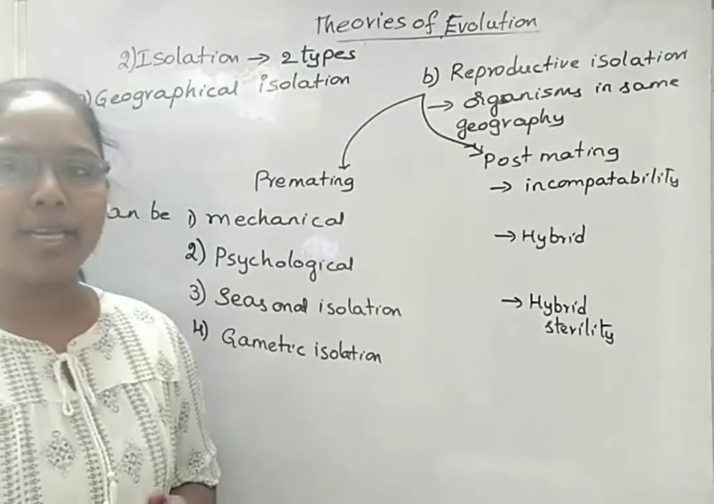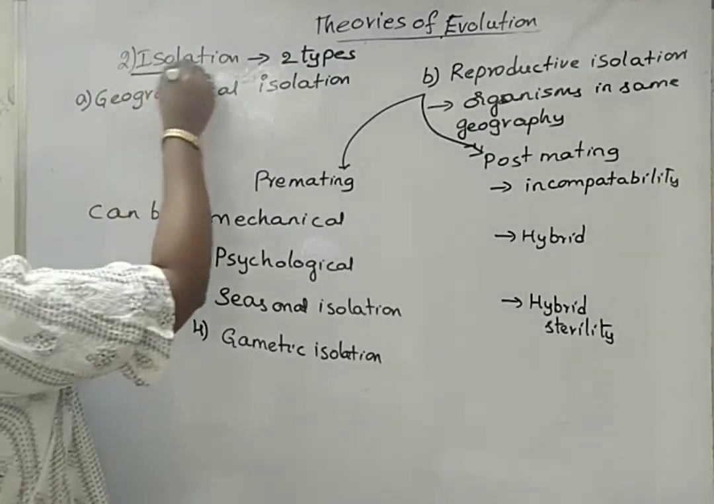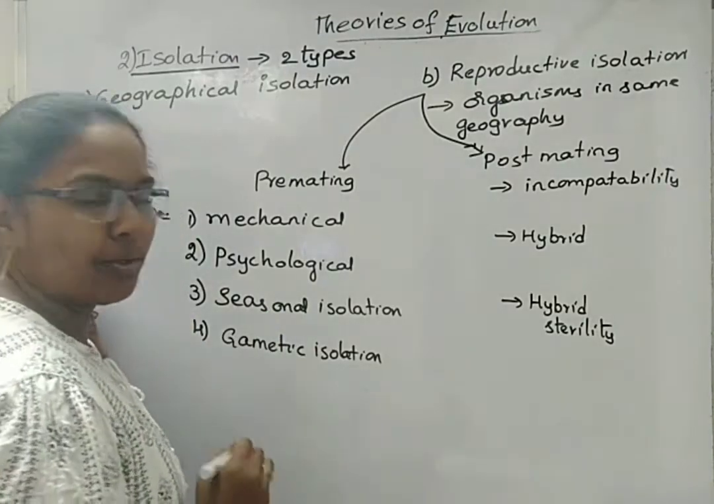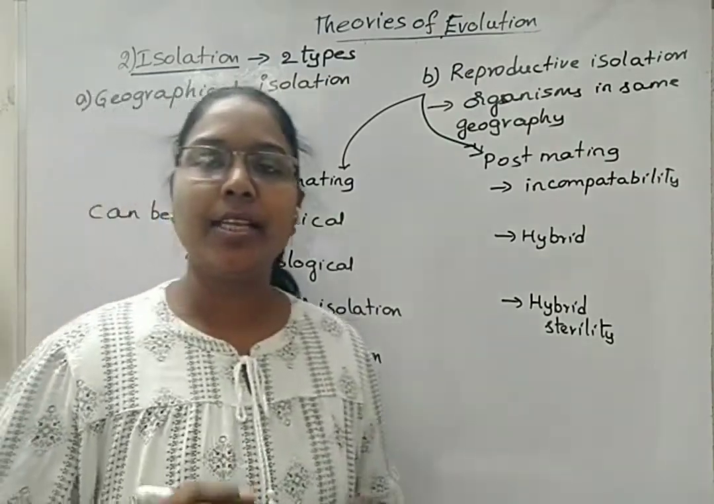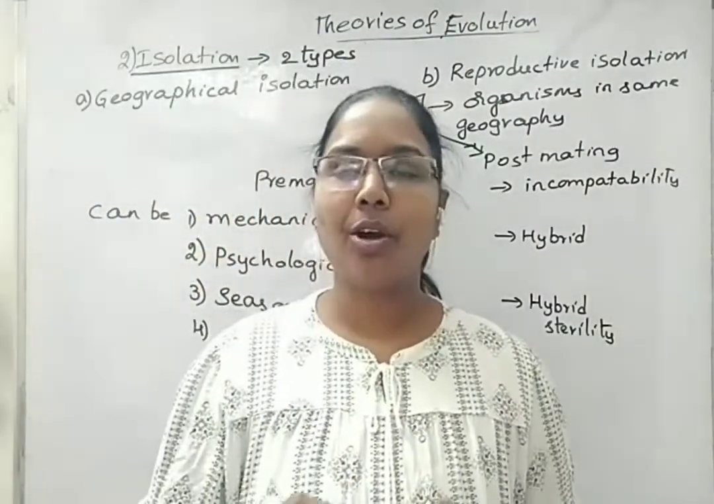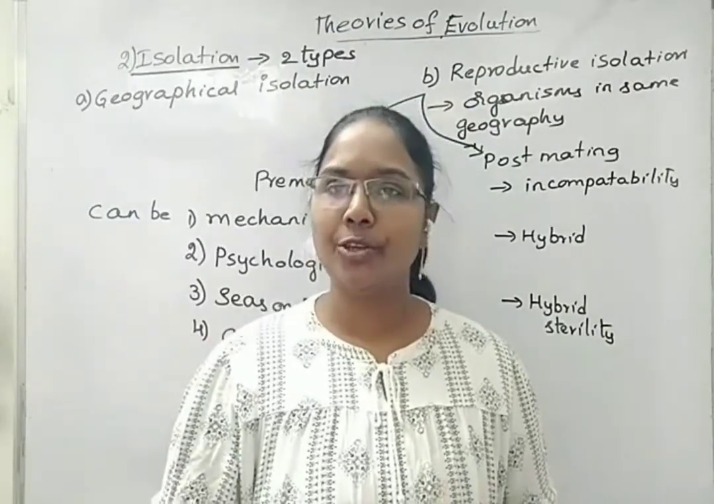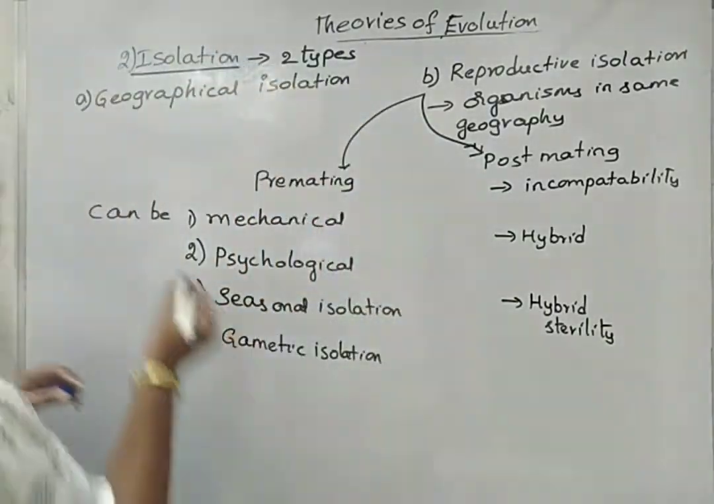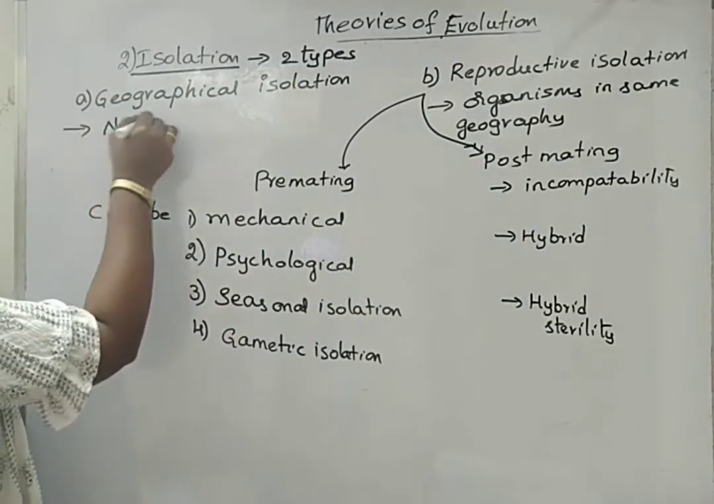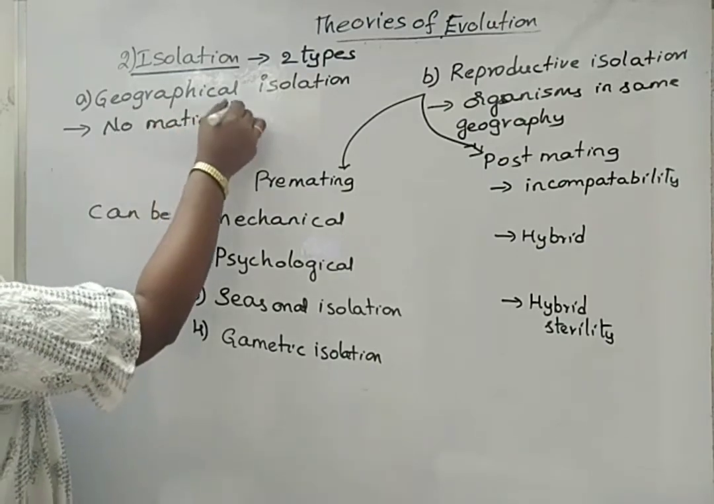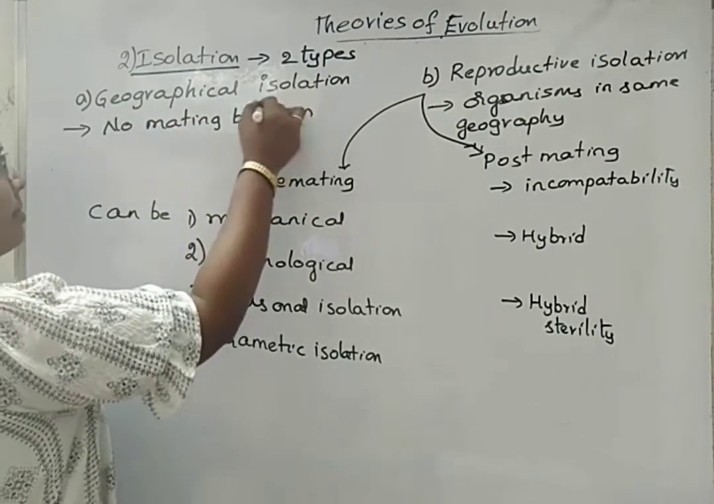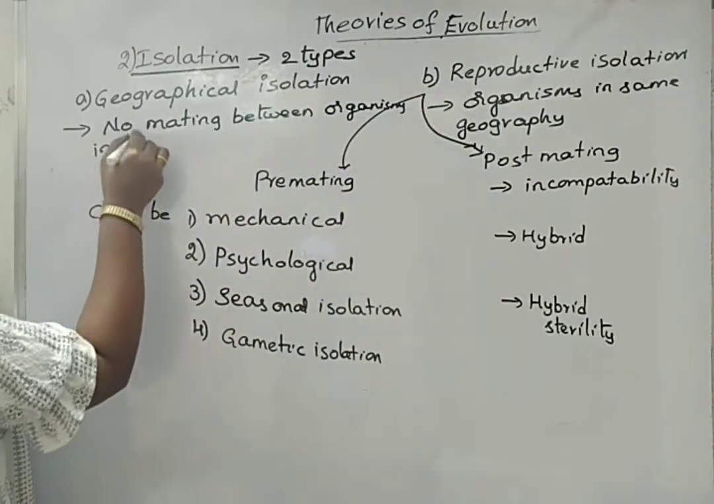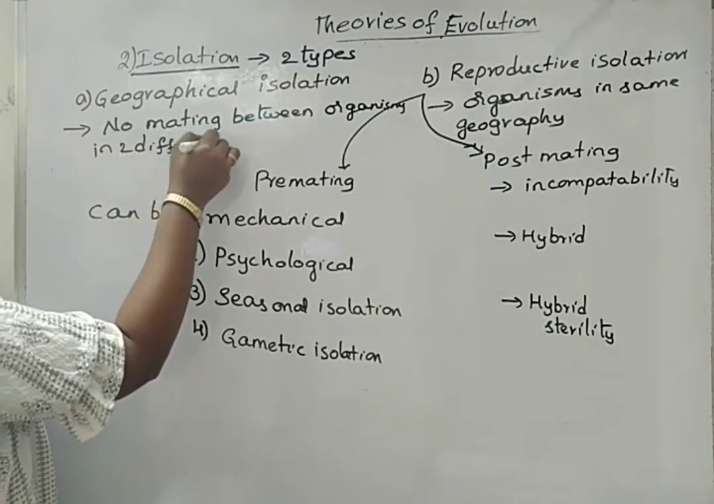Next is about isolation. Isolation is of two types: geographical isolation and reproductive isolation. Geographical isolation explains that when two organisms are in two different geographical areas, there is no chance of mating between organisms in two different geographical areas.